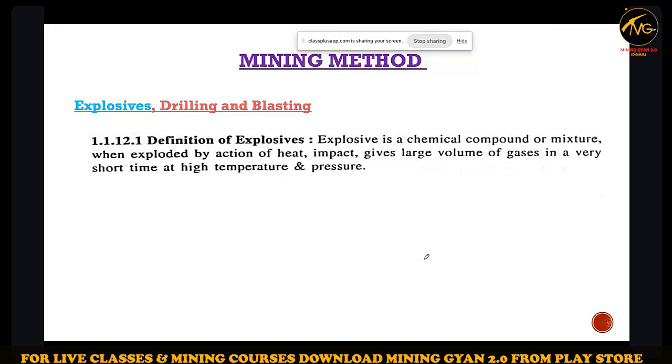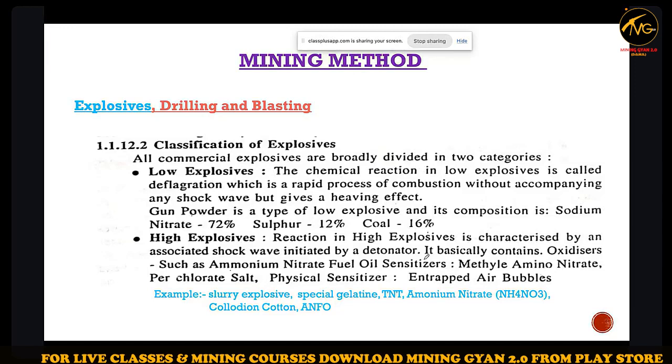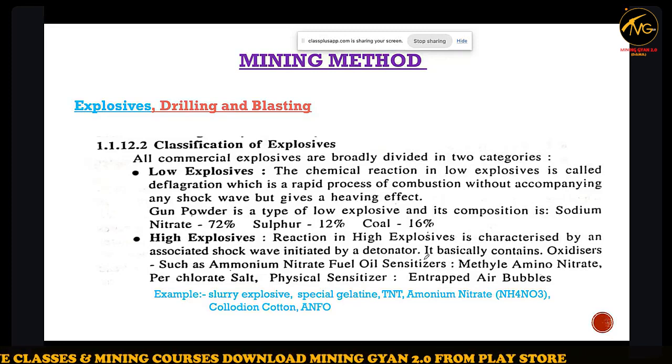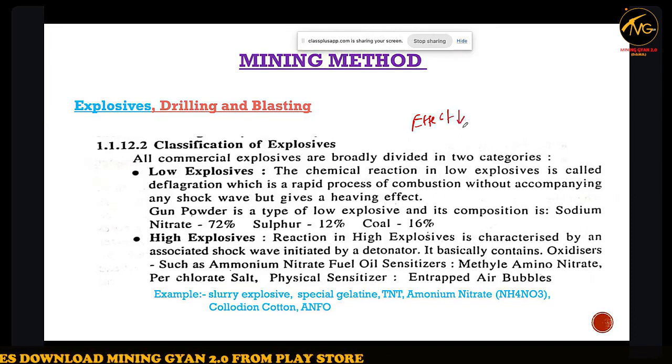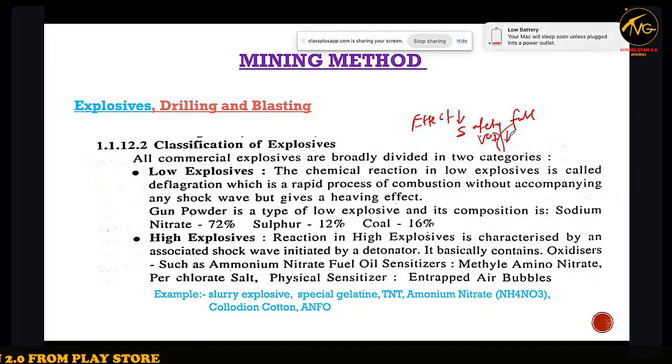Then we have discussed the definition of explosive and classification of explosive: low explosive and high explosive. Low explosive, for example gunpowder, has a low effect, is fired by safety fuse, and VOD is low. Then we have discussed high explosive.